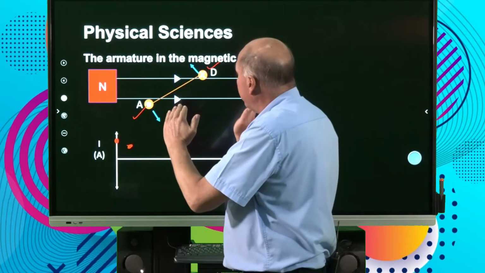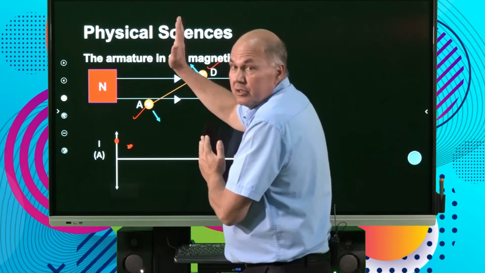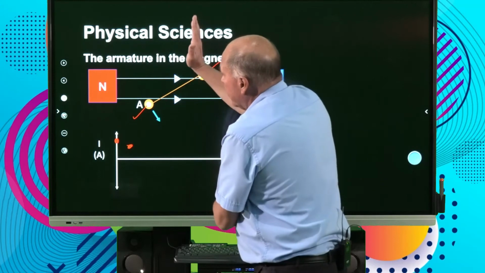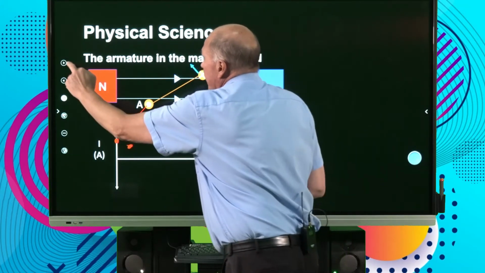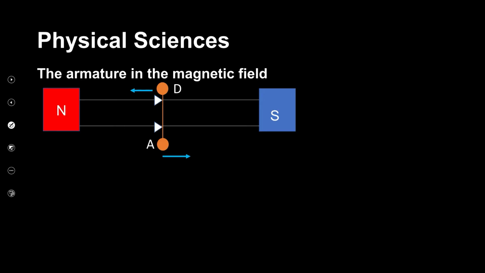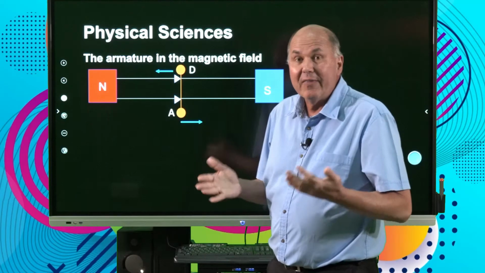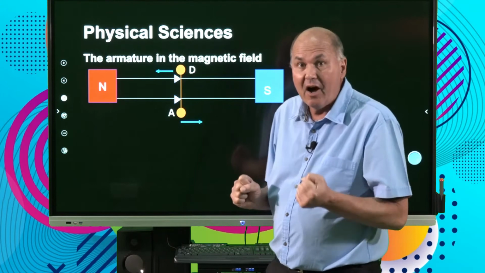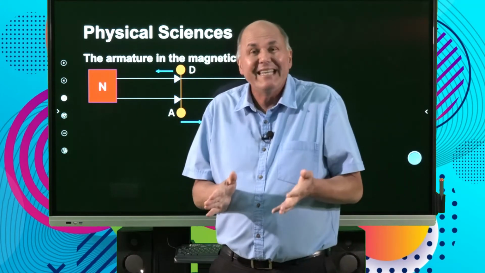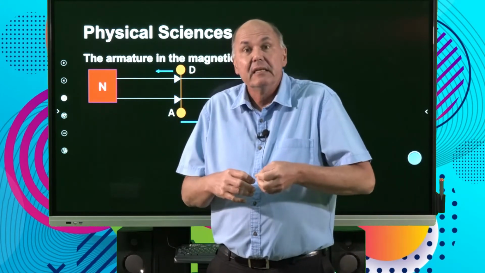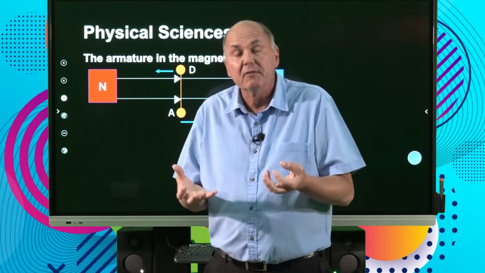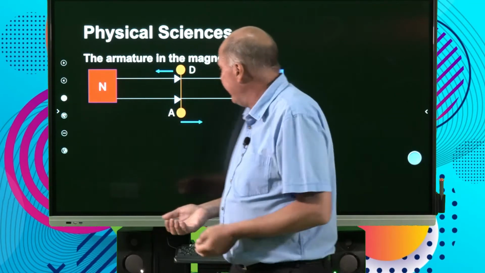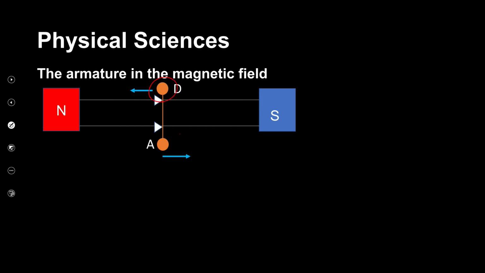What do you think is going to happen? D is now going to get into the vertical position. A is going to get into the vertical position. And that's exactly what we've got. Now notice here, D is moving parallel to the field lines. And A is moving parallel to the field lines. The area now, in terms of the perpendicular, is at 90. And cos of 90 is 0. And that's why there's no induced current.